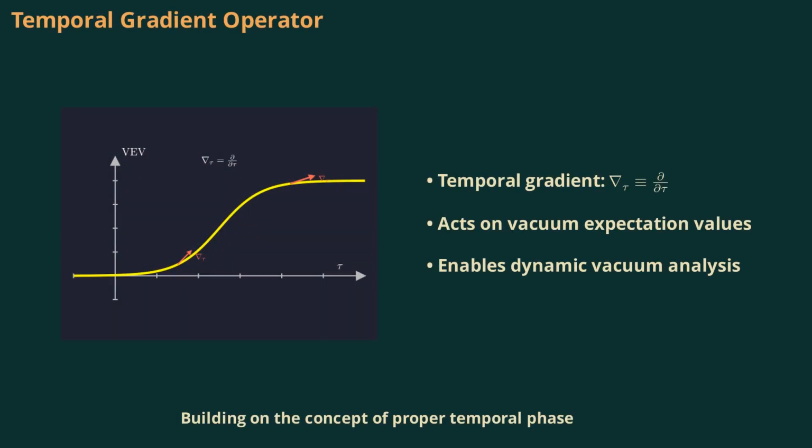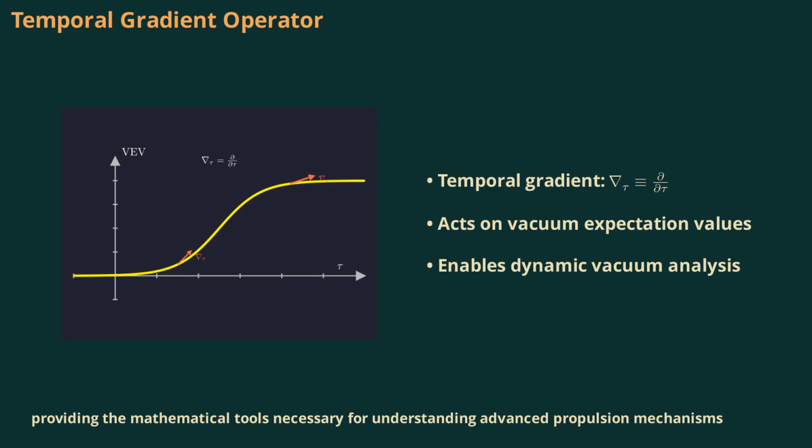Building on the concept of proper temporal phase, the temporal gradient operator is introduced. This operator, denoted as nabla, tau, acts specifically on vacuum expectation values rather than classical fields. By differentiating with respect to tau, it allows for the analysis of how vacuum properties change over intrinsic time. This operator is a cornerstone of the AEON Stratum Prime framework, enabling the study of dynamic processes in the vacuum and providing the mathematical tools necessary for understanding advanced propulsion mechanisms.